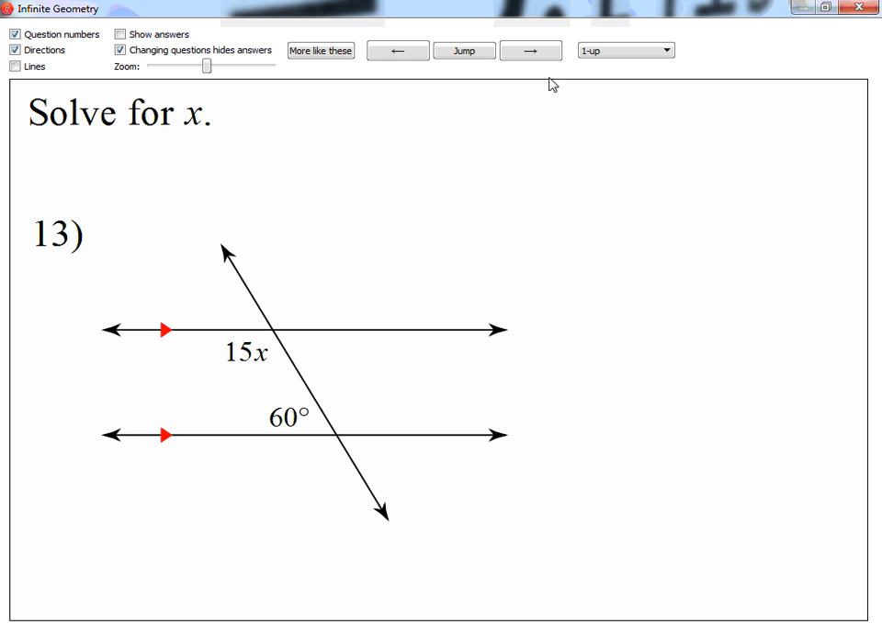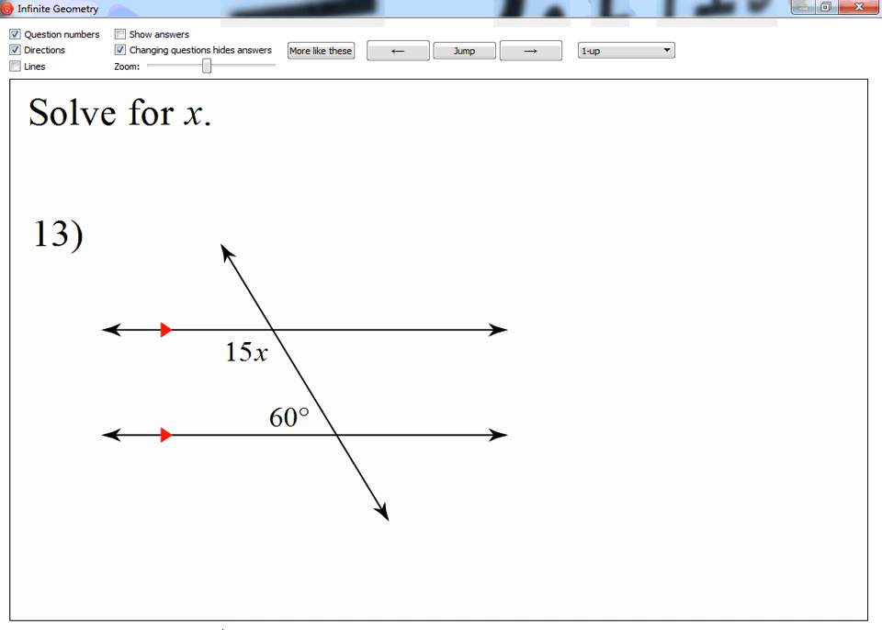Wait, but why are you doing them differently if they're both the same? Shouldn't it be a parallel one when you do it? Well, the lines are parallel, but the angles are same side interior. Remember, when they're same side interior, they add up to 180. If they were corresponding, they would equal each other.